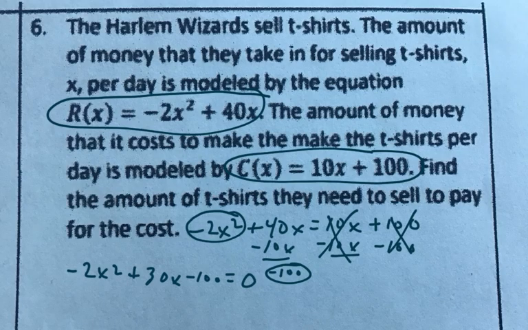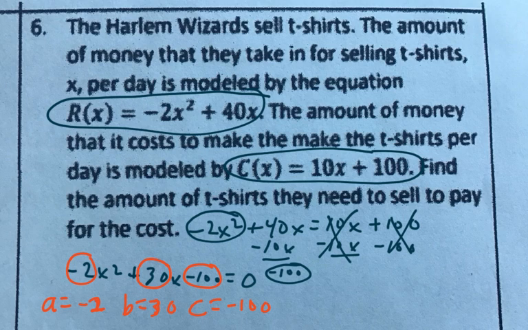And now I know right here that my a is negative 2 because the a always goes with your x squared term. I know right here my b must be positive 30 because whatever number is with the x, your coefficient of x, is always going to be your b. And the number without a variable is always your constant, as we call it, the c. So c is negative 100.